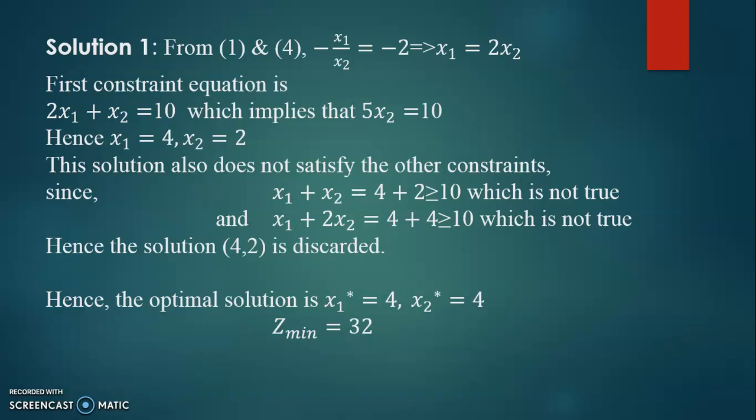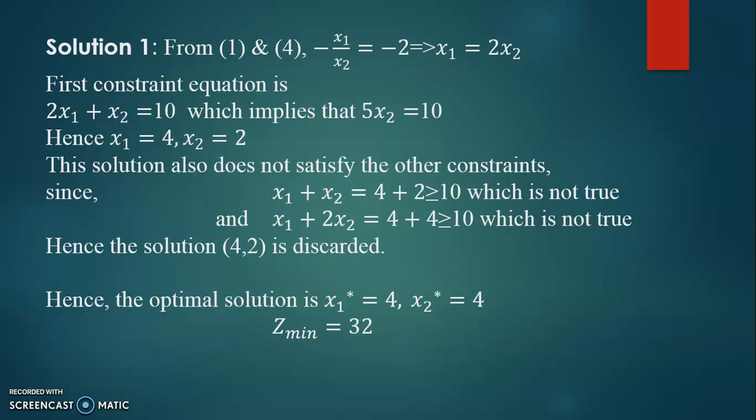Next is solution 3. From equations 1 and 4, we have minus x1 by x2 is equal to minus 2. That gives x1 equal to 2x2. Third constraint equation is 2x1 plus x2 equal to 10, which implies that 5x2 equal to 10. So x2 equal to 2 and x1 is equal to 4. This solution also does not satisfy the other two constraints. Hence the solution 4, 2 is also discarded.